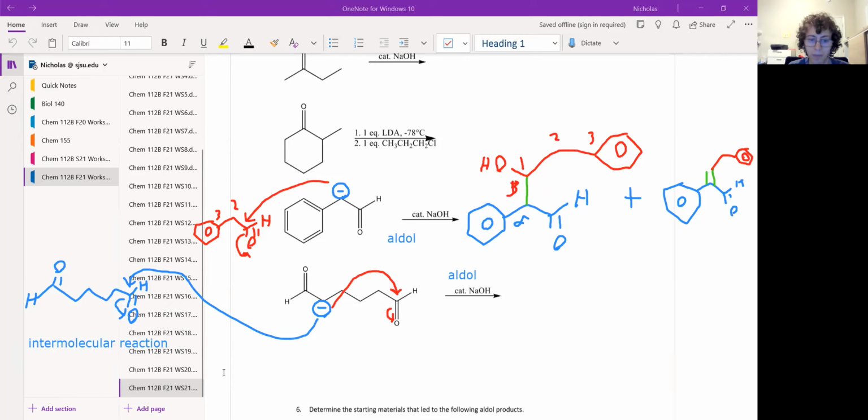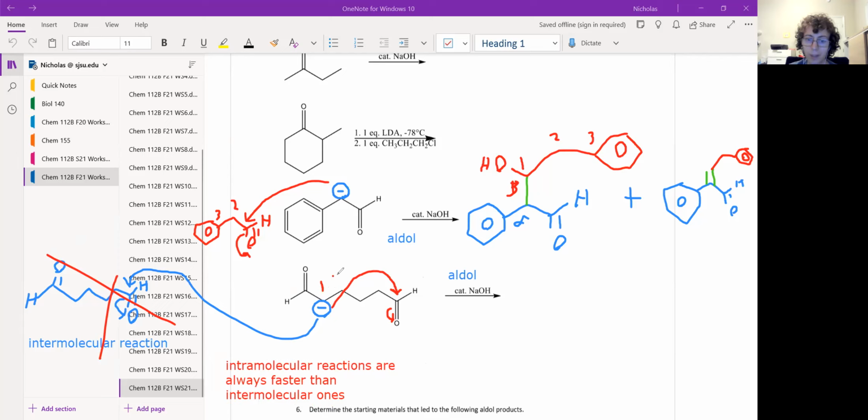This is something I've said before, and it's important to remember. Intramolecular reactions are always faster than intermolecular. Regardless of the context, intramolecular is always faster than intermolecular. So always be on the lookout for when you have two things in the same molecule, they can react with each other given the right conditions. And that is going to be what happens here. This intramolecular reaction is going to happen.